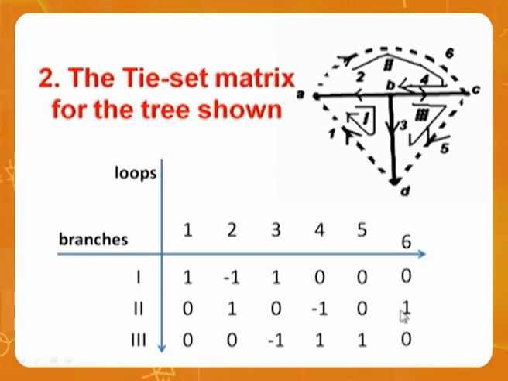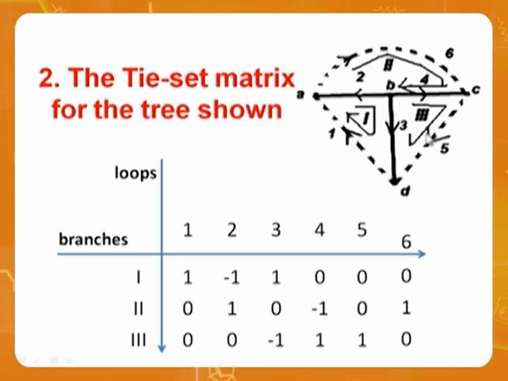For 6 you have +1. Why? This direction is taken, so 6 is in the same direction. For 4, if you see, the loop direction and branch direction are opposite. Please observe this arrow. Then this is the same. So 2 will have +1, 4 will have -1, 6 will have +1.